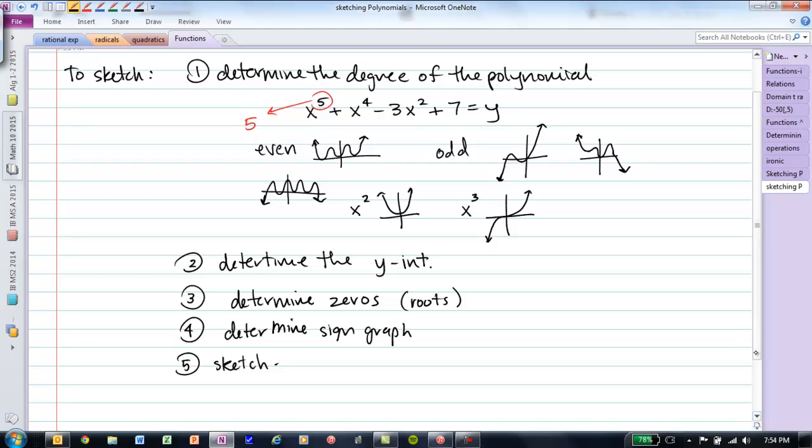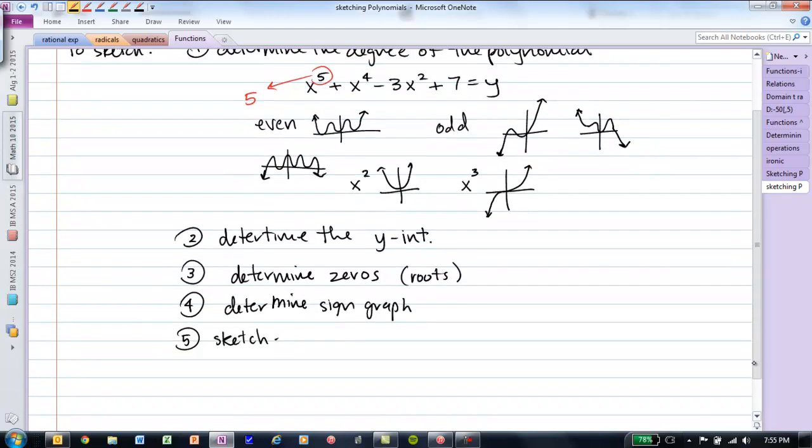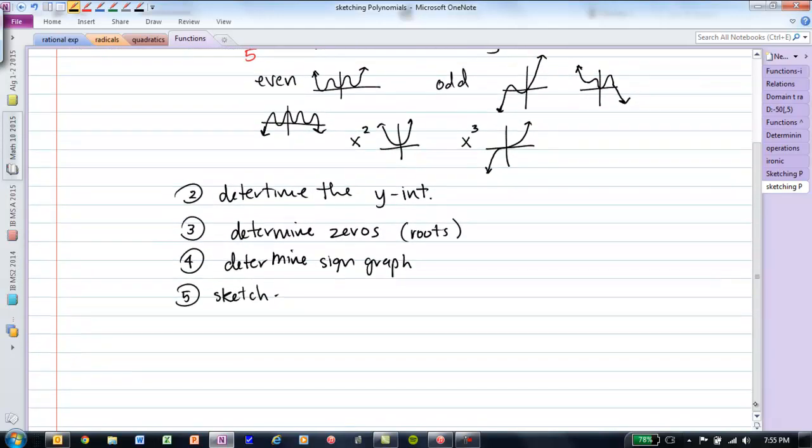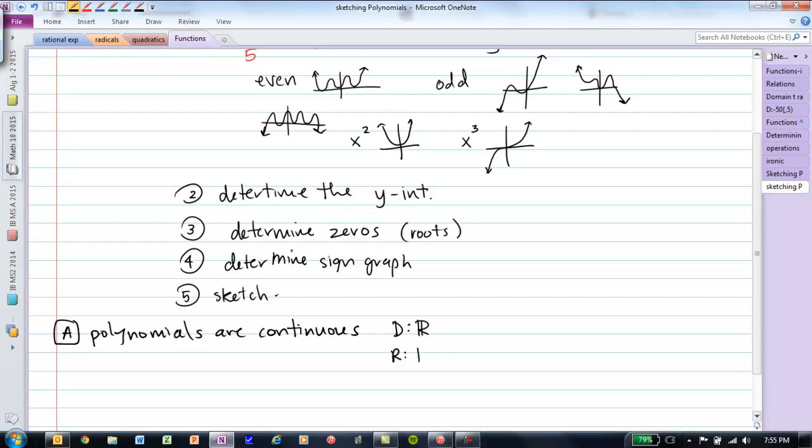Okay, so we will practice with these and I'll give you a bunch of examples. Once you're done watching this video, then you can practice with the other examples that I've left for you on Final Site. So first of all, let's call this A. Polynomials are continuous. So that means that their domain is all real numbers and their range is also all real numbers. So they are continuous curves.